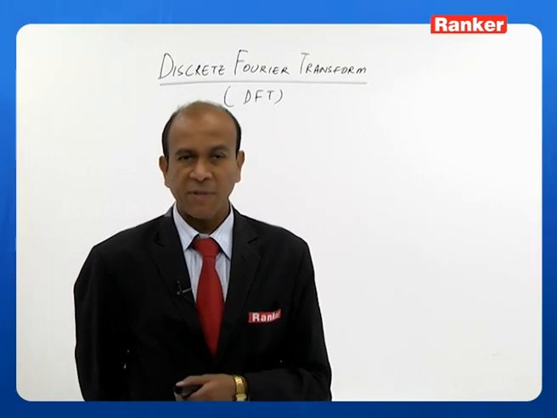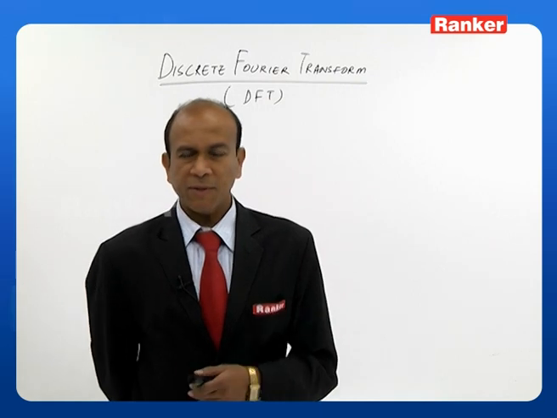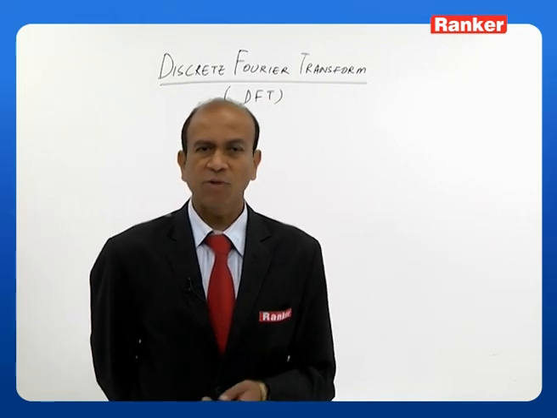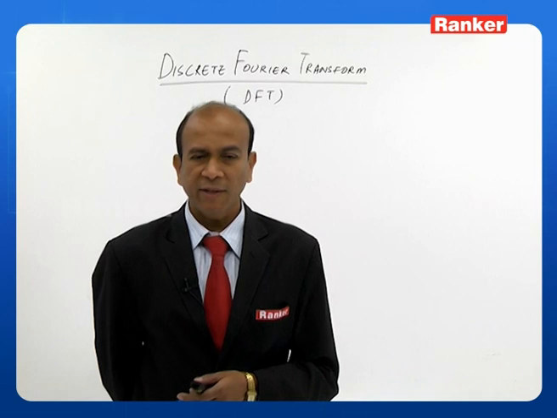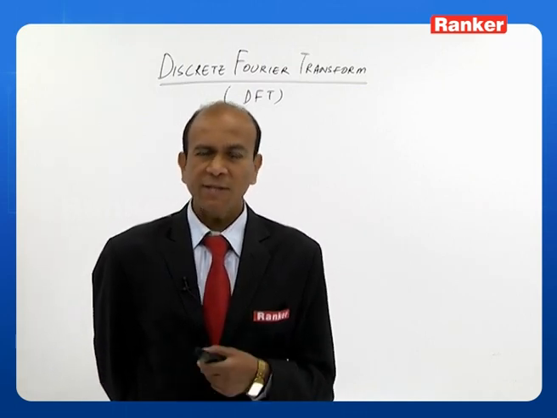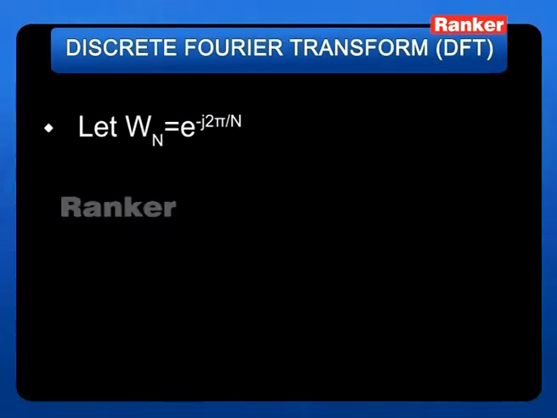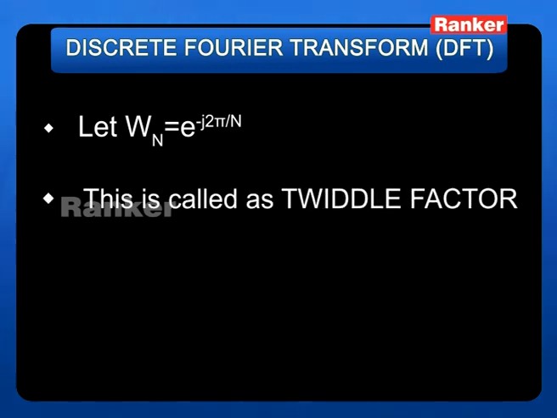Since the summation is over k, the n is to be changed to k. Now let us represent, because in all the formulas for calculating x of k and x of n, we have used a factor e to the power of minus j 2 pi by n, isn't it? So let us use a factor called w. So w is equal to e to the power of minus j 2 pi by n. This w is called the Twiddle factor.